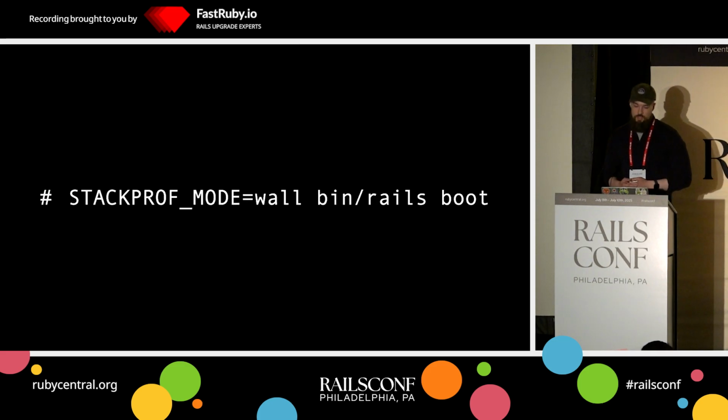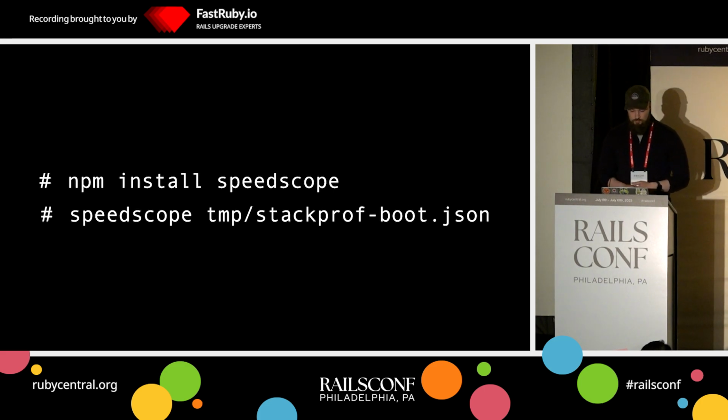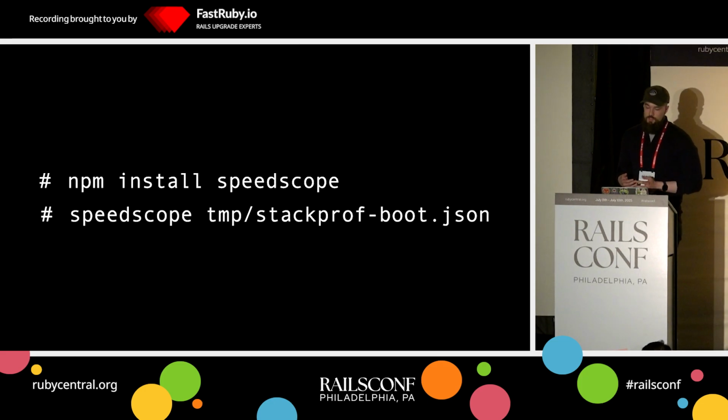And then now we can run bin Rails boot with this STACKPROF_MODE environment variable. We're specifying STACKPROF_MODE equals wall to denote a wall time profile. And this outputs a file to a Rails application temp directory. Now we need a visualizer in order to use this file. So we can use speedscope. So I'll be doing npm install speedscope here to get speedscope from npm. And you then feed it the profile data file from earlier.